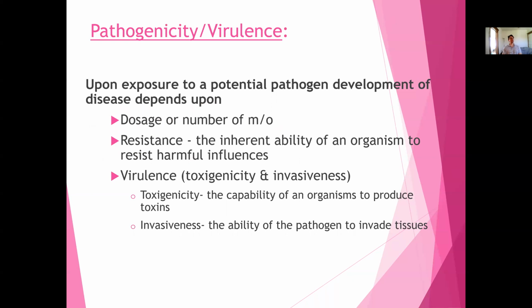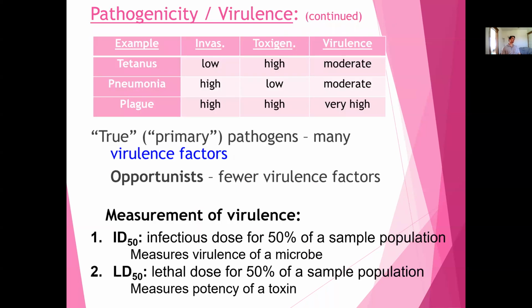And it also depends on the virulence, which is essentially the toxicity and the invasiveness of the organism, or can be broken down into those. So the virulence, just as a reminder here, is the degree of pathogenicity, where toxicity is the capability of an organism to produce toxins, and invasiveness is the ability of a pathogen to invade tissues. So to give you a breakdown of this, we're going to be looking at a couple of examples. We'll be looking at tetanus, pneumonia, and the plague.